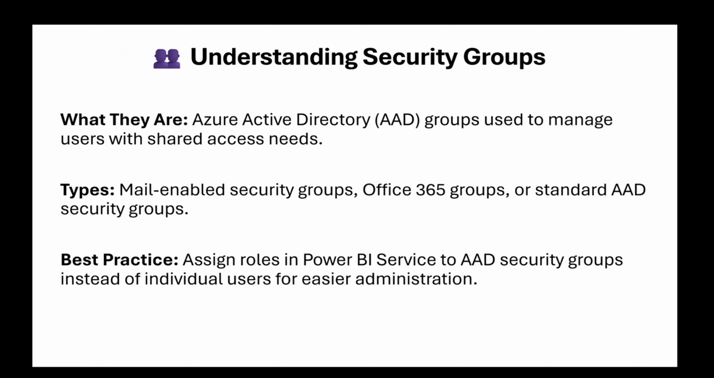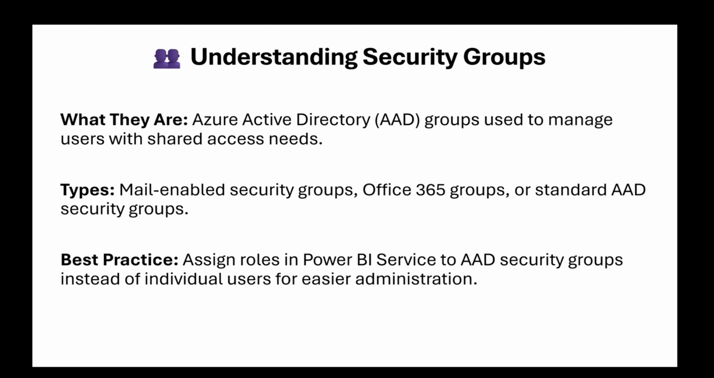Now, for security groups, there are different types. There's the mail-enabled security group. There's the Office 365 groups or the standard Azure Active Directory security groups, right? So what is the best practice when using security groups with static row-level security? You can create a role in your Power BI Desktop and assign that role to an Azure Active Directory security group instead of adding individuals to that role, one by one.